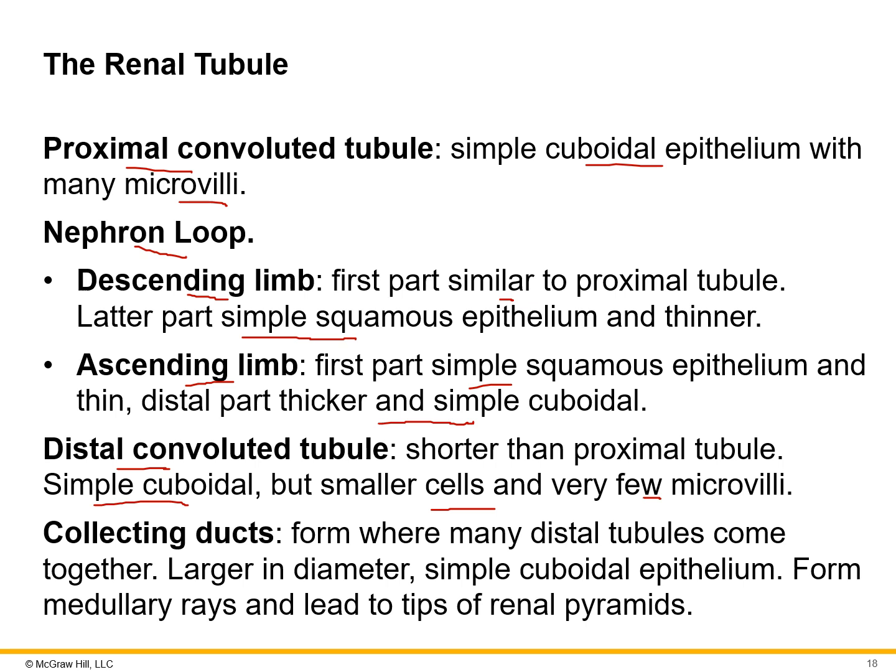And then we move into those collecting ducts, which form where lots of those tubules come together. Again, larger in diameter, also simple cuboidal, so that's kind of easy to remember. The majority of the parts of our nephron are simple cuboidal. So it's just remembering that the descending limb and the beginning of the ascending limb have those simple squamous. The rest of it is simple cuboidal. And then from those medullary rays, it leads to the tip of that renal pyramid.